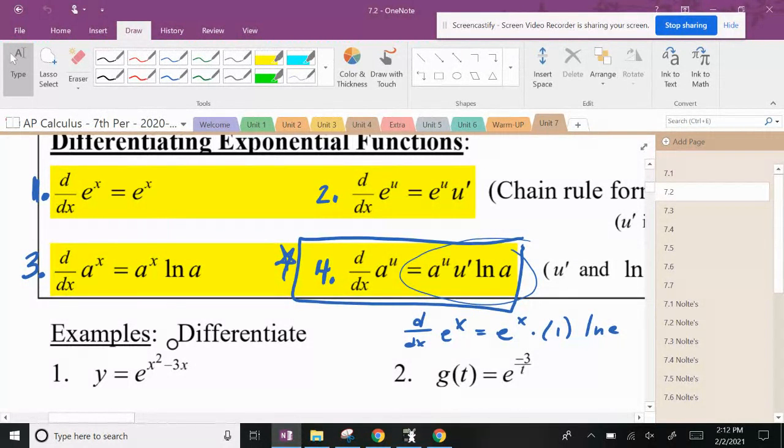Okay, and the reason that I highlighted number 4 is because if you didn't remember 1, 2, or 3, you could always use 4. So 4 is the big one that you always can use. Any exponential equation, if you just know number 4, then you're good to go. So you have the exponential piece, you multiply by the derivative of the exponent, then you multiply by the natural log of the base. Got it?